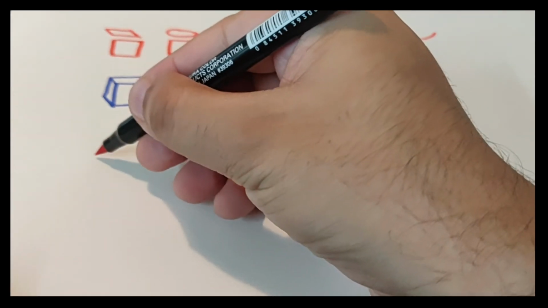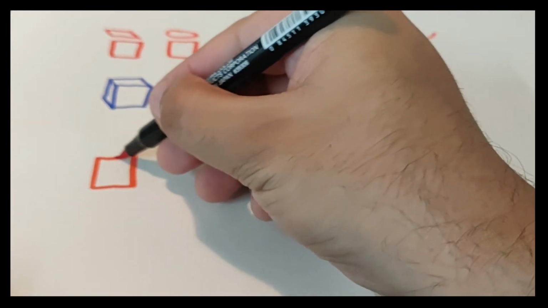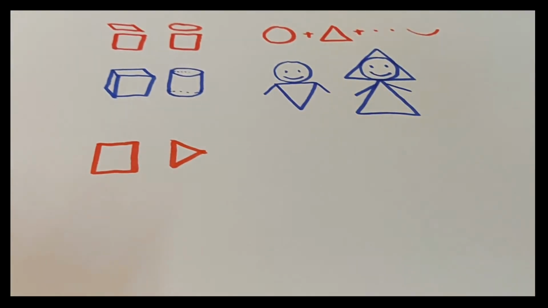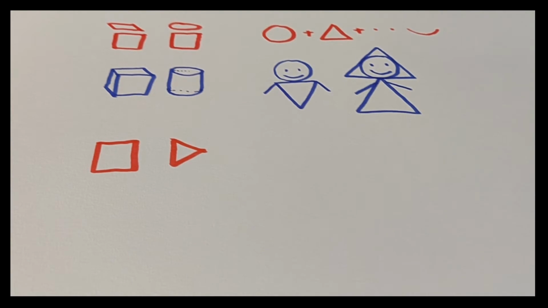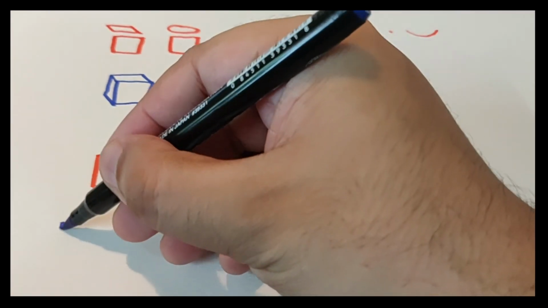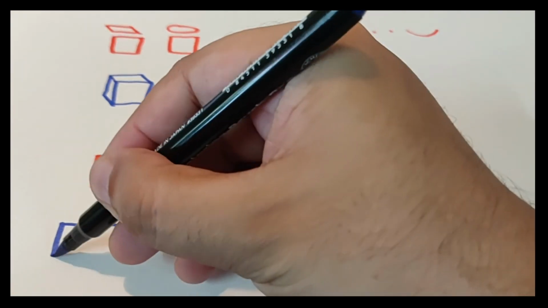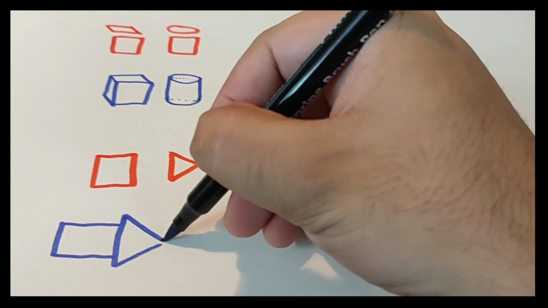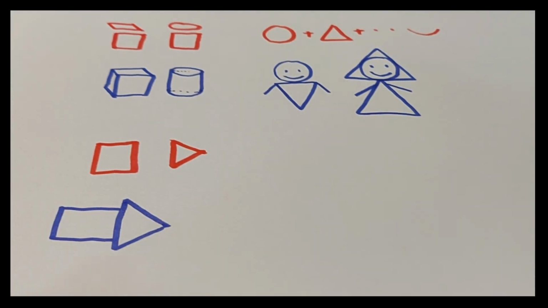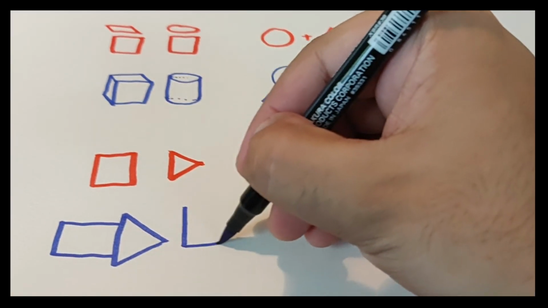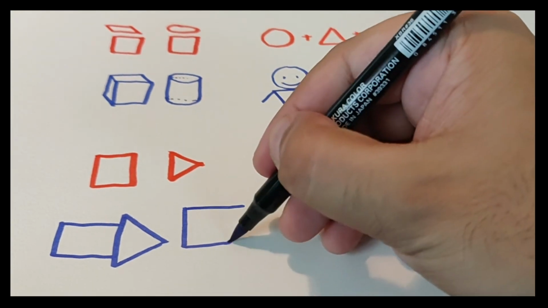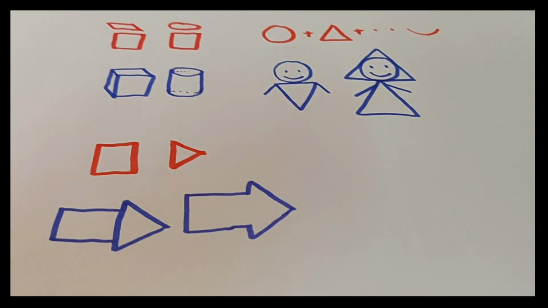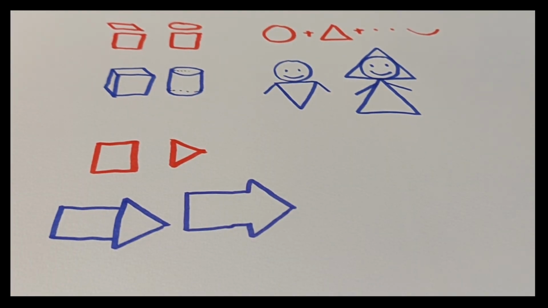Again, let us take a square and a triangle. What we get? We get an arrow of a different style. We can also extend the triangles in this way. Isn't it great?